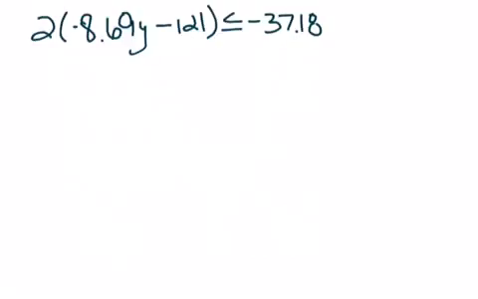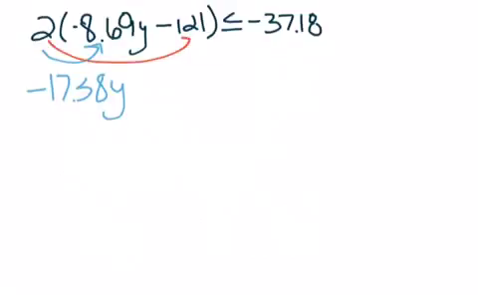2 times negative 8.69y minus 121 is less than or equal to negative 37.18. So we're going to distribute this. 2 times negative 8.69y is going to be negative 17.38y.